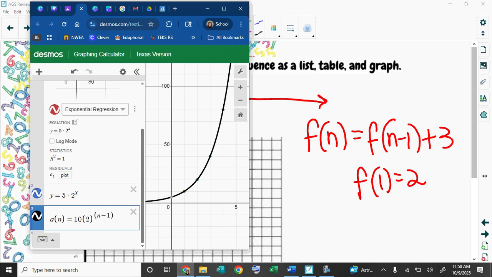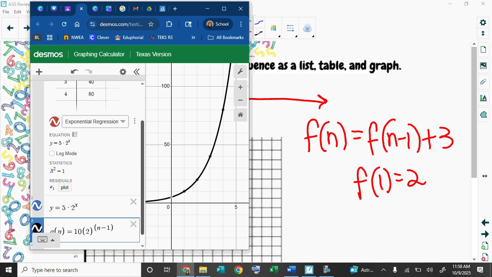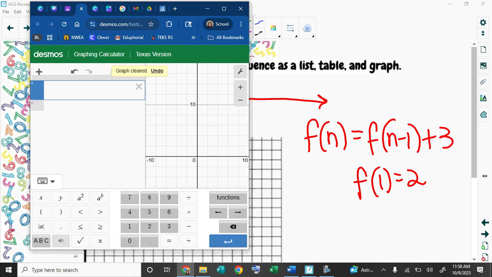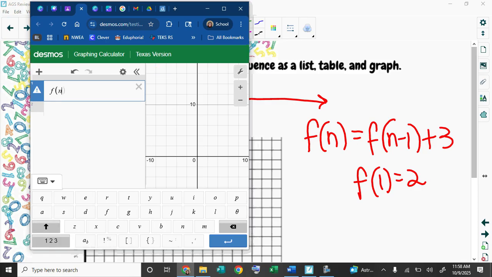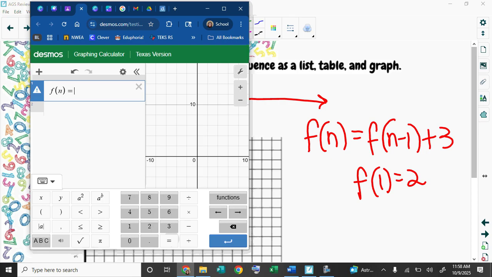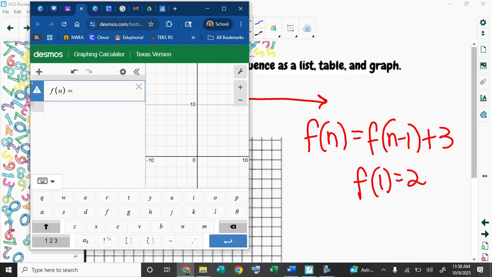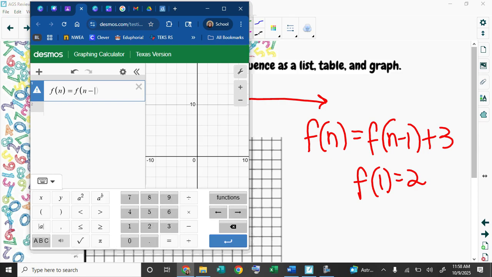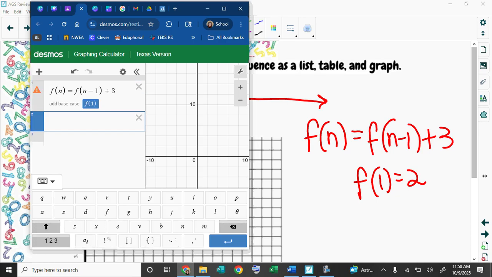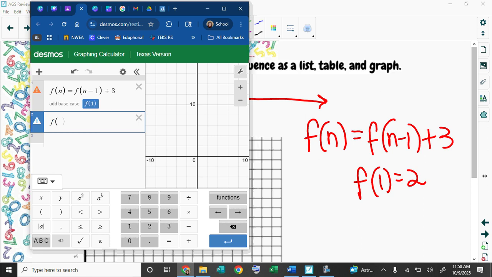x, get all this gone, delete it all. I'm going to put f of n equals f of n minus 1, close parentheses, plus 3. Then it says add base case. And so if it looks like this, I have to go here and say that f of 1 equals 2.